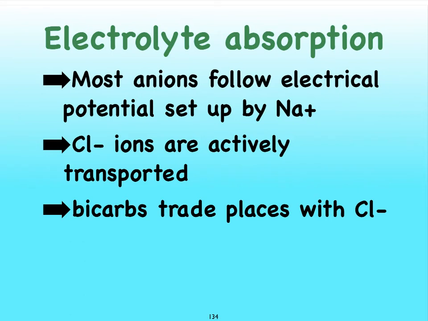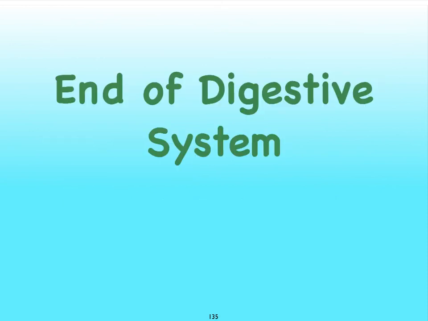We haven't mentioned much of the negatively charged ions, the anions, but they typically follow the electrochemical gradient that is set up by sodium. You might also recall that the bicarbonate ions typically trade places with chloride ions, and chloride ions are going to be actively transported. This finally wraps up our discussion of the digestive system.